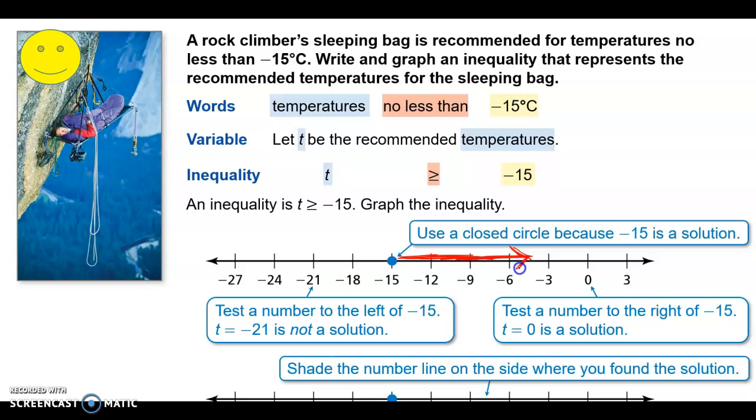Now you could always throw in where 0 would be on the number line and see if it works. And if it does, then the arrow goes past 0. If it doesn't, it goes the other way. All right, so let's look at this next one.